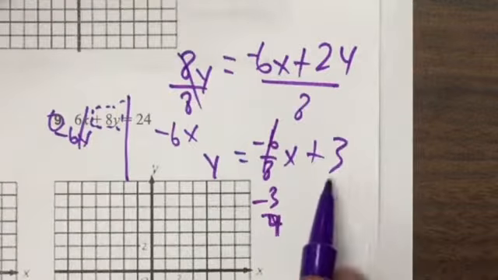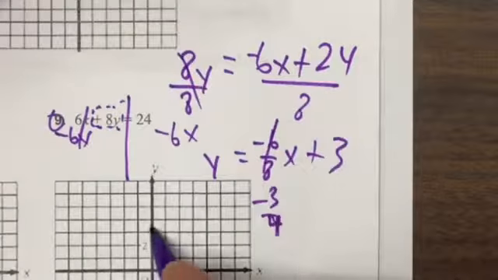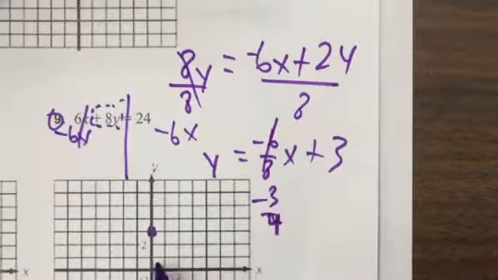That's my slope. So I start by going up 3. That's my y-intercept. Down 3, 4 to the right from there. Down 3, 4 to the right. There's my line.